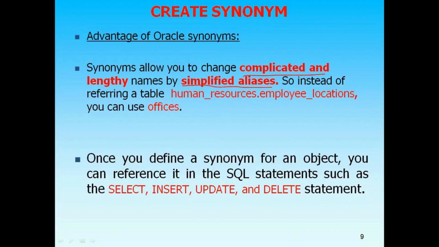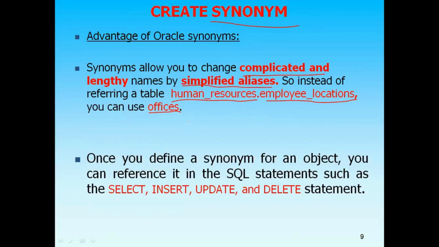Here is the example. For example, human resources is one of the users or schemas. In Oracle, the username acts as a schema name, right? So human resources is the schema. In that schema, you have created an employee location table, right? And other users also want to use this table. So you need to remember this big name along with this big table name, right? So instead of this, there is an alternative solution, that is synonym, right? So you can create a synonym for this lengthy, complicated name, and you can give an alias to the name, that is offices. So other users will use this name, offices.